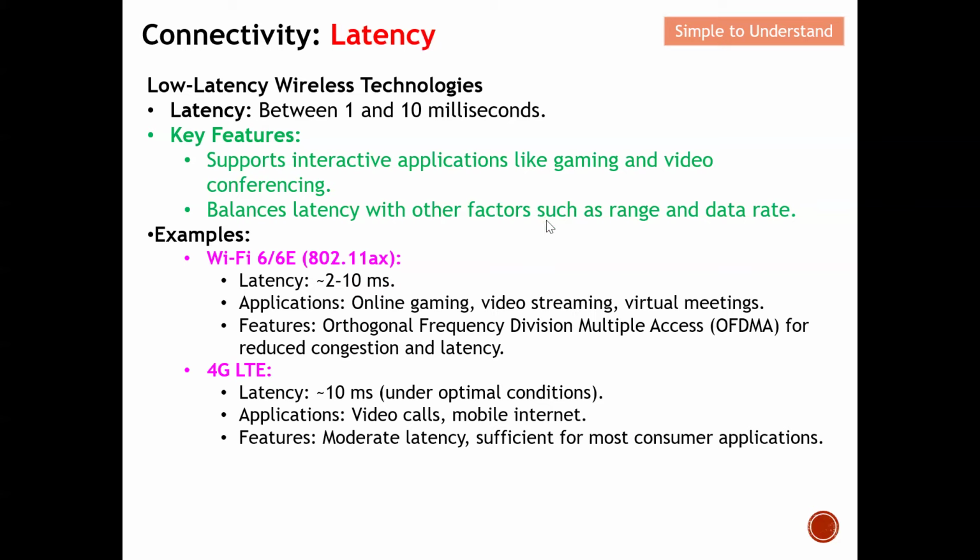Because of the range, we need to send over a longer distance. For example, the signal needs to travel further, so the latency will technically increase with a longer range. Same for data rate. If you have more data, then it will take longer to send the data. One key example of low latency is the current Wi-Fi standard that we are using.